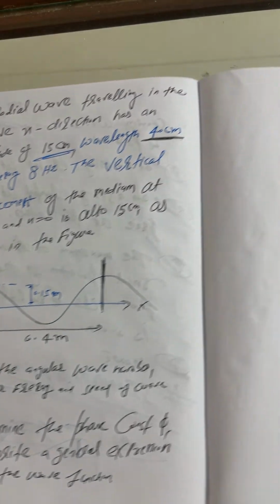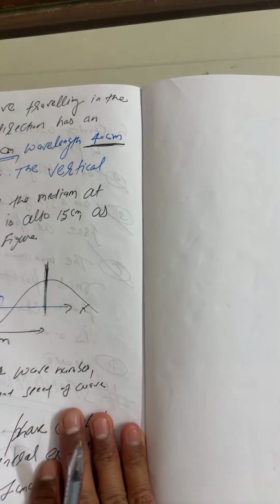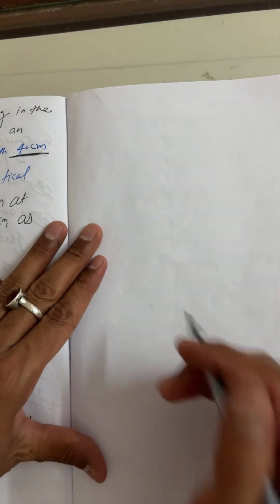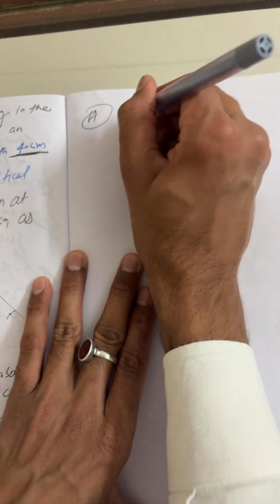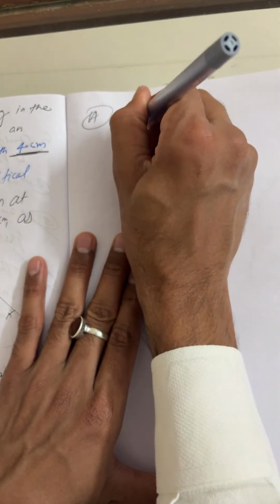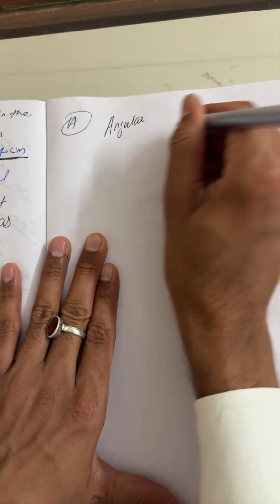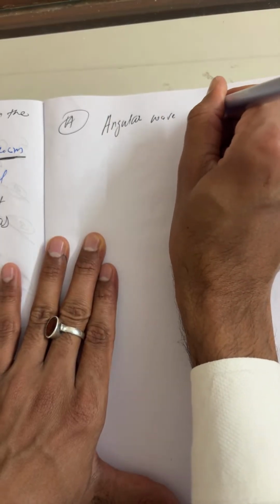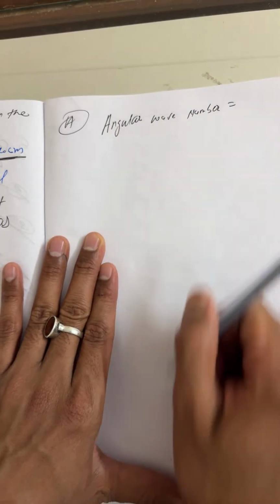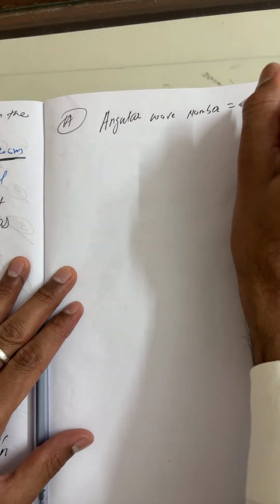Beta, so now I'm going to solve these questions here. You will get this pattern of questions tomorrow, 100% you will get it. So in part A, we have to find the angular wave number.